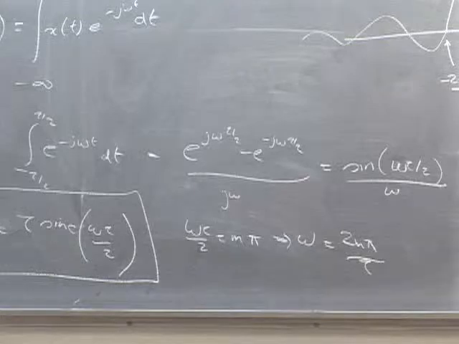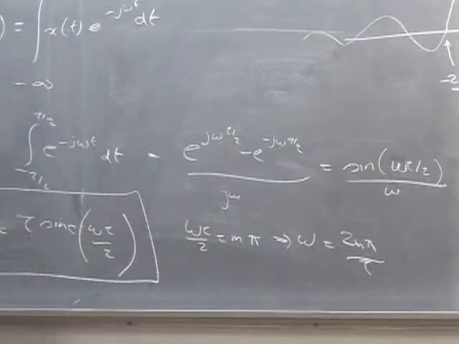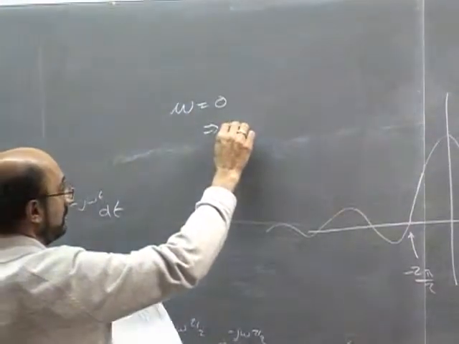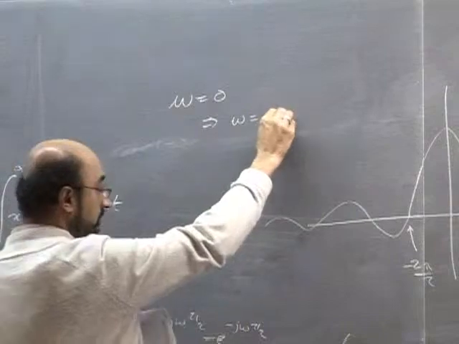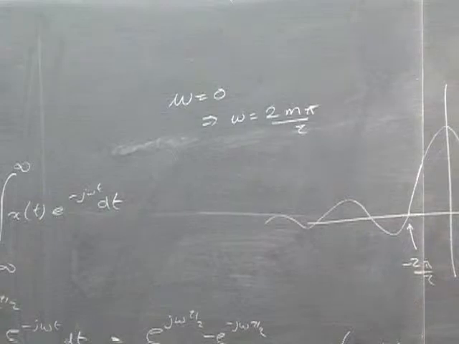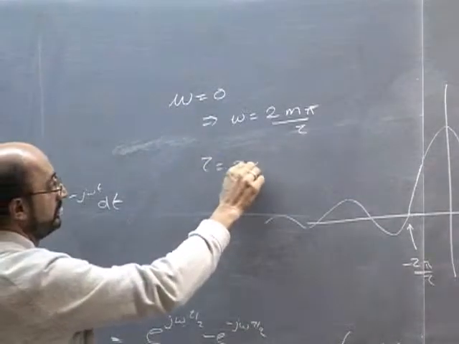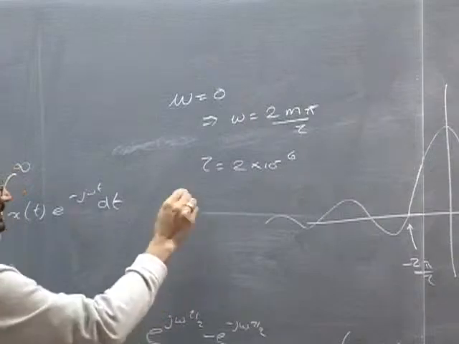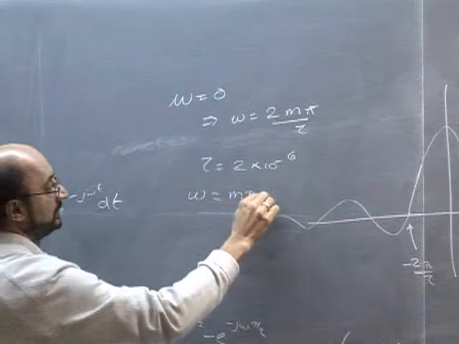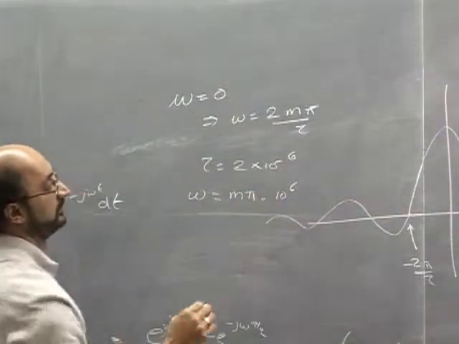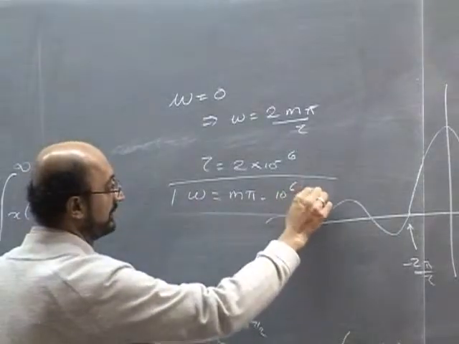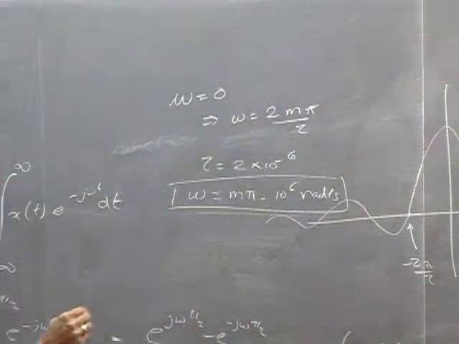So, let's see that. What do we want? We want X(jω) equals 0, which implies ω equals 2mπ by tau. Those are the frequencies. What is tau? Tau equals 2 times 10 to the power minus 6 seconds, which means that ω equals mπ times 10 to the 6, because the 2 cancels out. And so that's the answer, in radians per second: mπ times 10 to the 6.